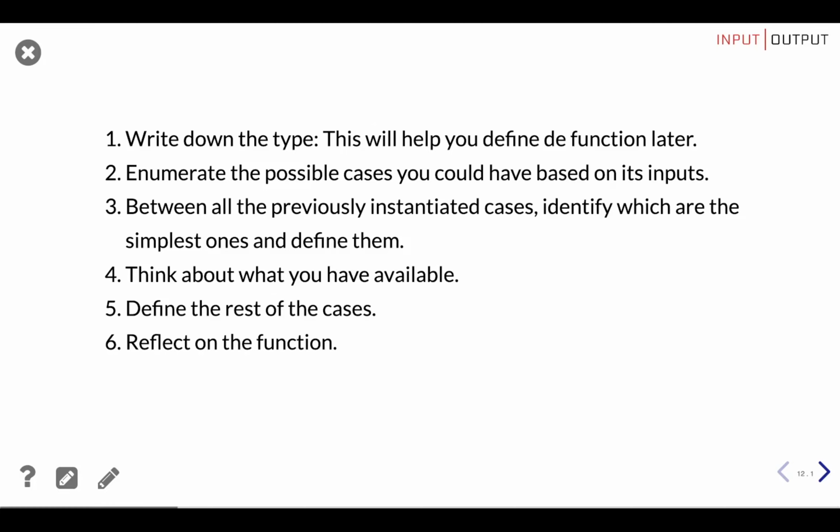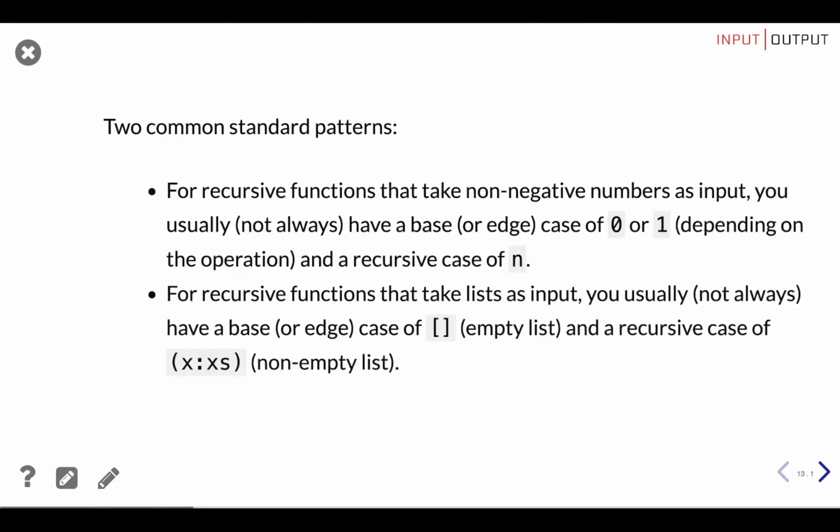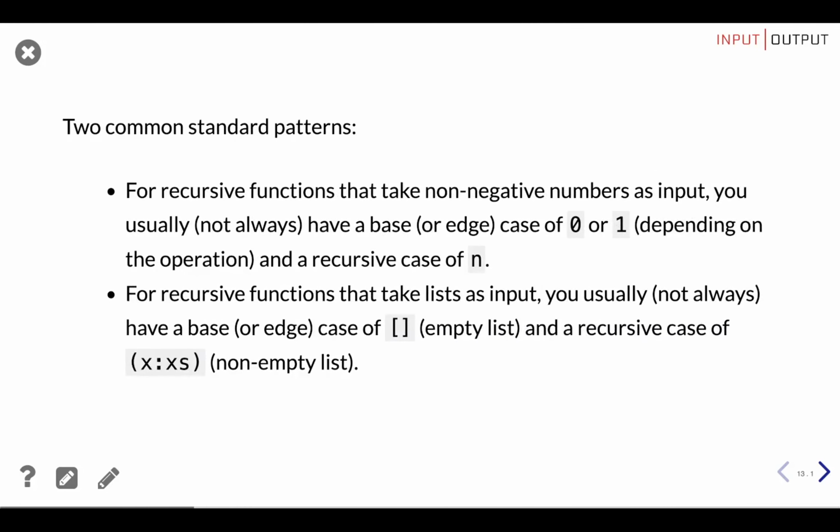And finally, reflect on the function. Can the definition be simplified? Can the signature be generalized? Does it do what you intended to do? You don't always have to go through these steps. Once you feel comfortable, you can skip a few or even write the function right off the bat. In general, the base or edge case is usually the identity case, a case that doesn't modify the results, but just stops the recursion. Here we have a few examples. These are two common standard patterns.